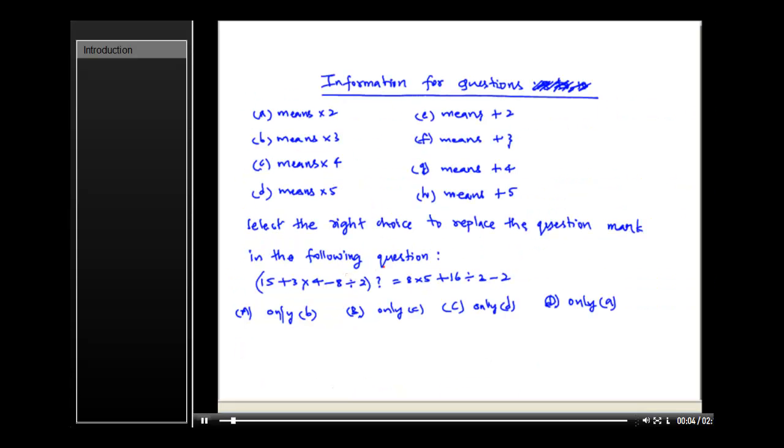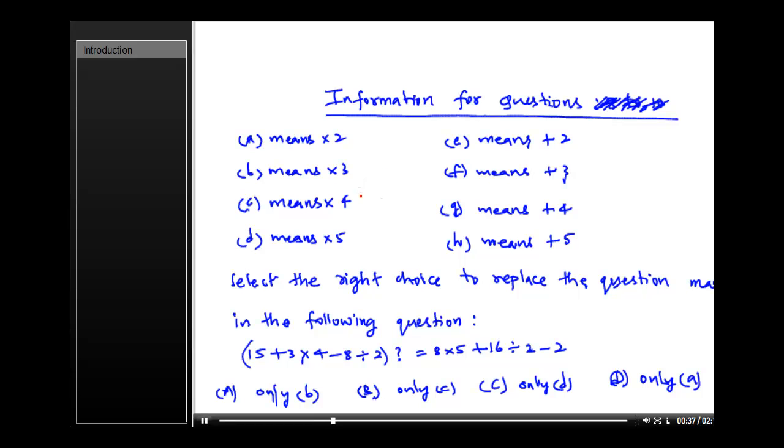Before beginning this question, let us look at the information given for the next 3 questions. Here A, B, C, D, E, F, G, H represent some numerical values, some operations on numerical values. A means into 2, B means into 3, C means into 4, D into 5, E plus 2, F plus 3, G plus 4 and H plus 5. If we closely look at these operations, we have only 2, 3, 4, 5 getting operated by either multiplication or addition. Now we'll apply these instructions to answer this question.